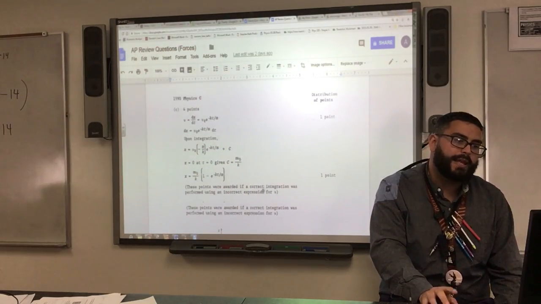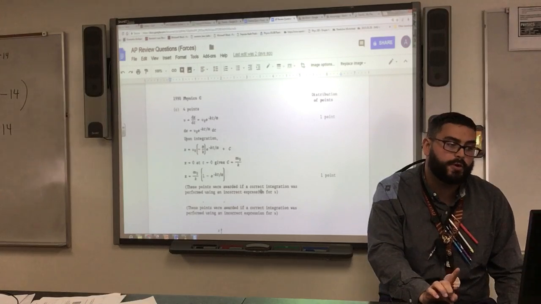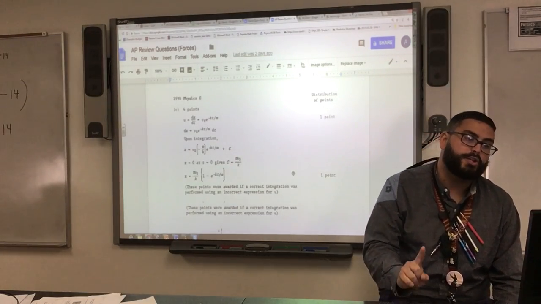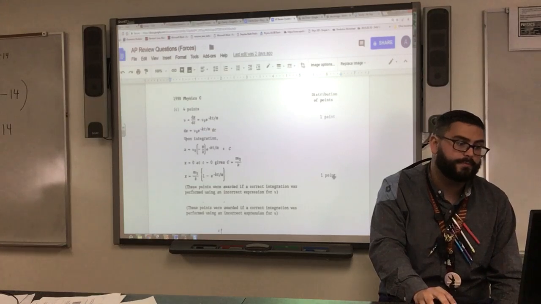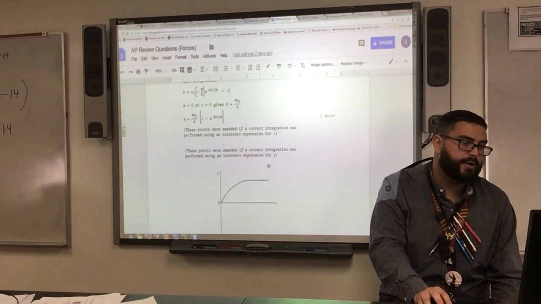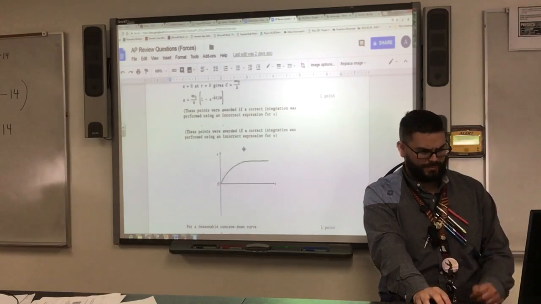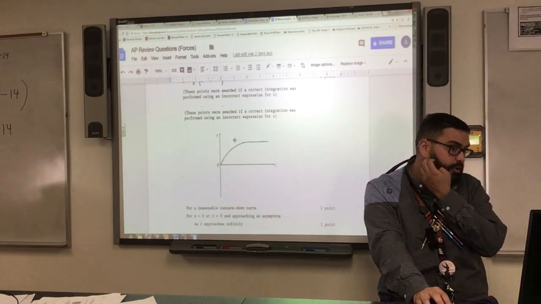These points were awarded if a correct integration was performed using an incorrect expression for u. That's just 1 point. These points were awarded if a correct integration was performed using... Oh, I don't know why they didn't want... Okay. So our graph should look like this.